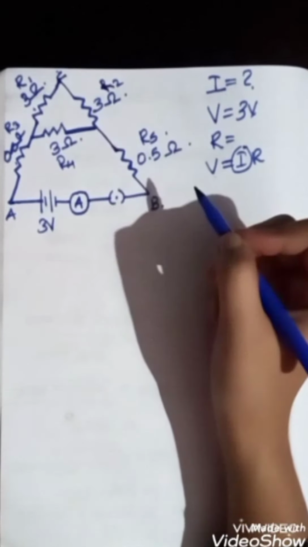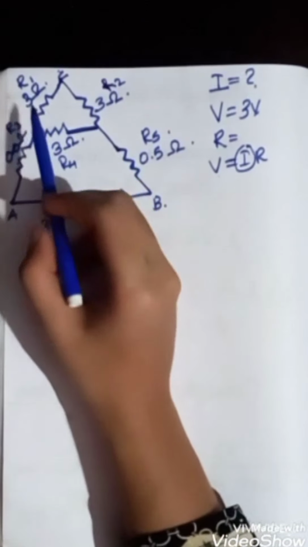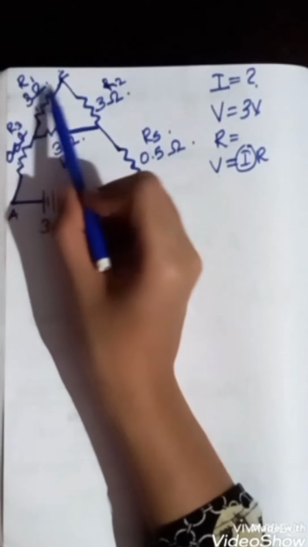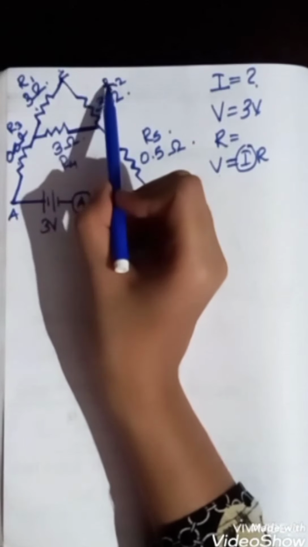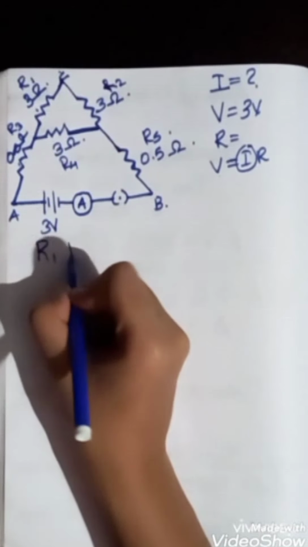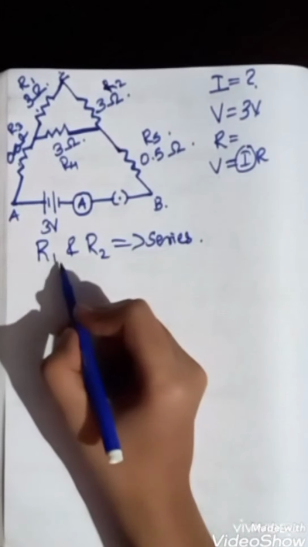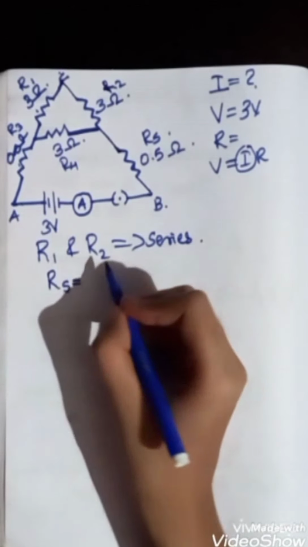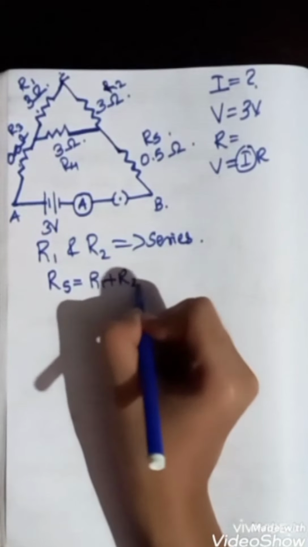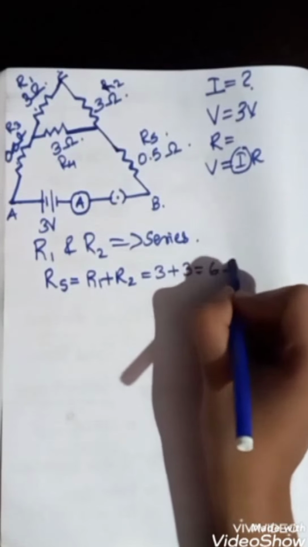By taking the resistors R1 and R2, here one end of R1 is connected with the other end of R2. So, we can say that R1 and R2 are connected in series. So, the effective resistance is Rs, that is, Rs equal to R1 plus R2, that is 3 plus 3, that is equal to 6 ohm.